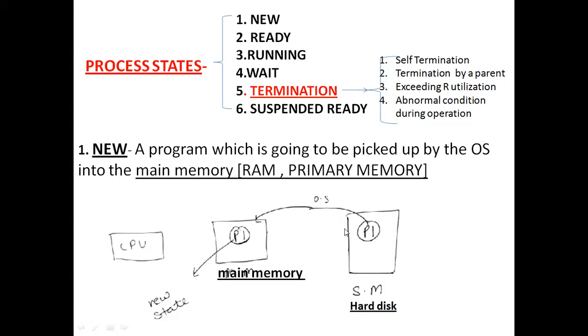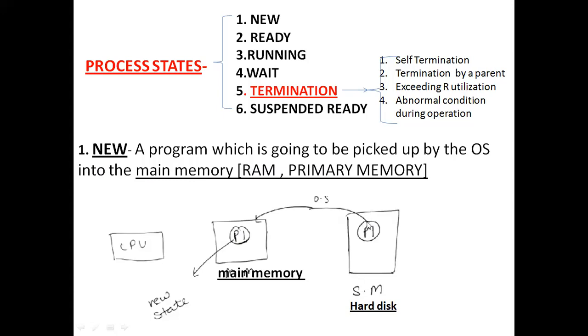So for example, here I've taken a simple process P1, and this particular process P1 is in the secondary memory. Why am I calling it a program and not a process? Because this piece of code is still residing in the secondary memory or the hard disk. Hence, it has not yet been made executable. Hence, this is still a program.